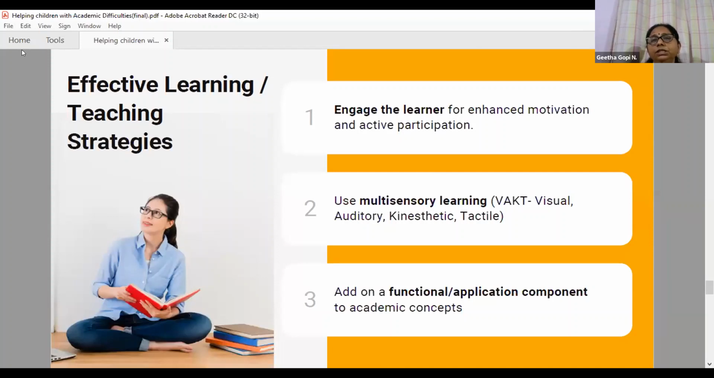So the utility of using the academic skills in a functional or real life environment, or a simulated real life environment, helps, because then the learning becomes more meaningful. So when it becomes more meaningful, children are more motivated to learn. They're more prone to remembering them as well over time.